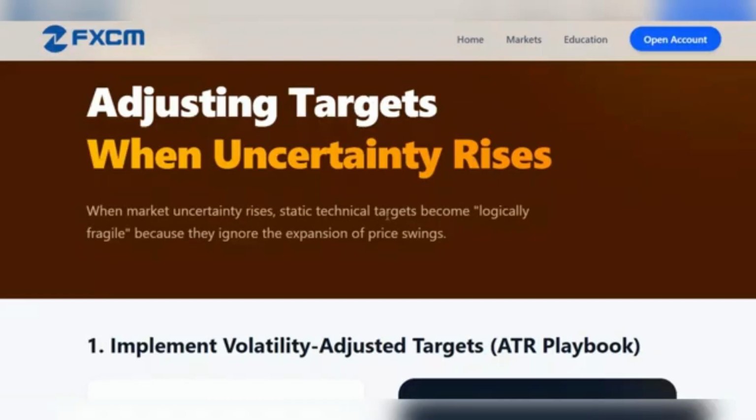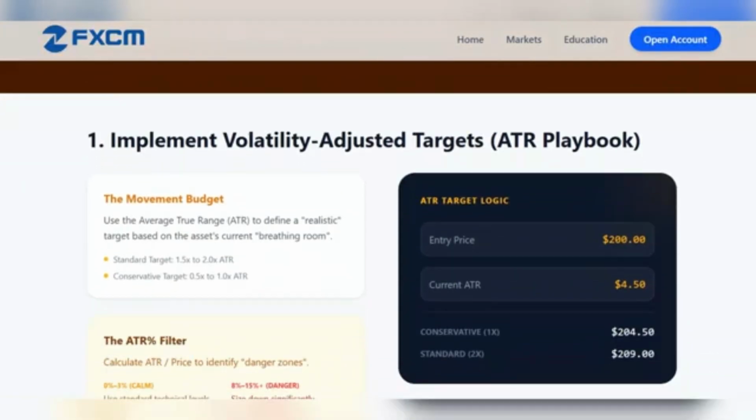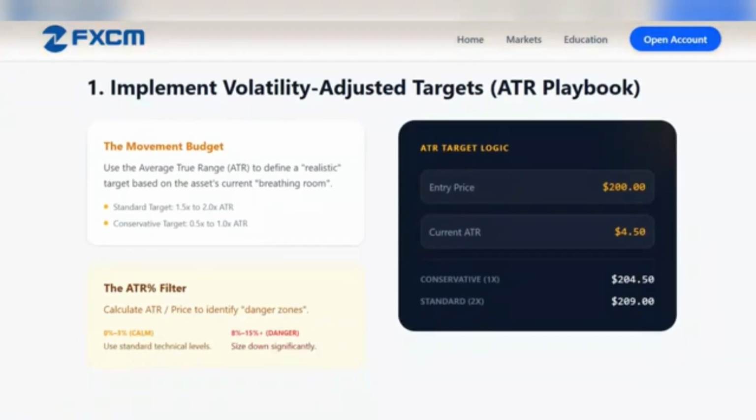First, use volatility-adjusted targets with ATR. Calculate the average true range to define a realistic movement budget. For trend continuation trades, aim for 1.5 to 2 times ATR. For high uncertainty scalps, shorten that to 0.5 to 1 times ATR.